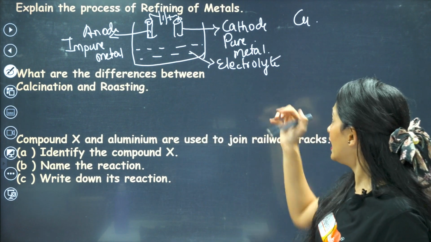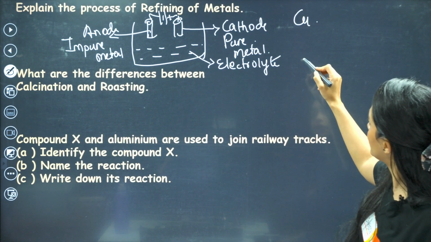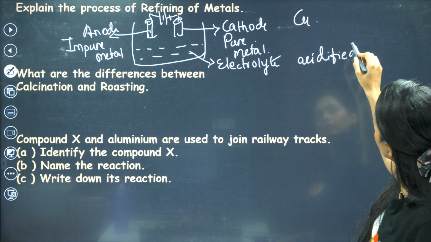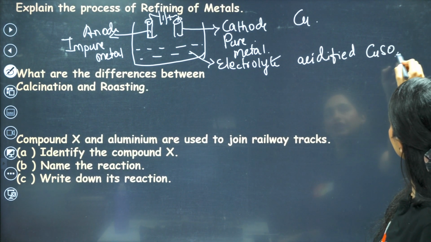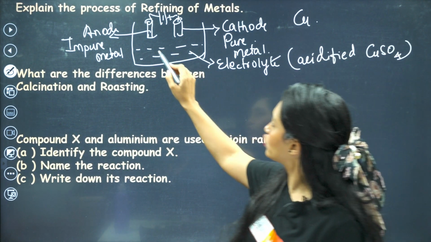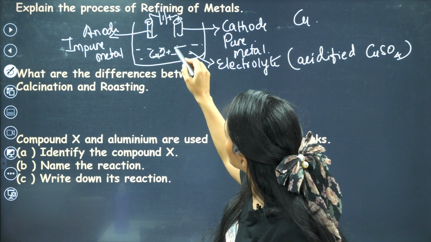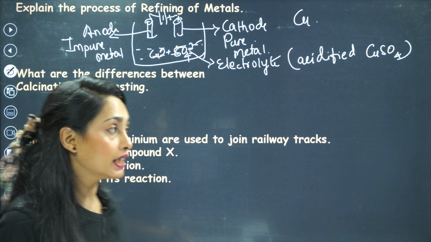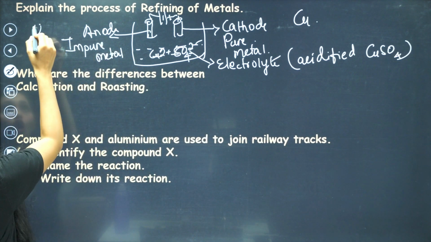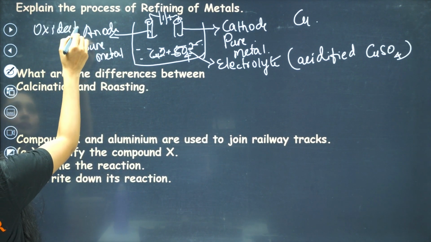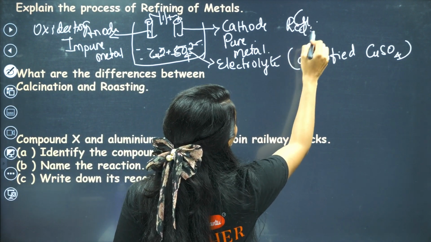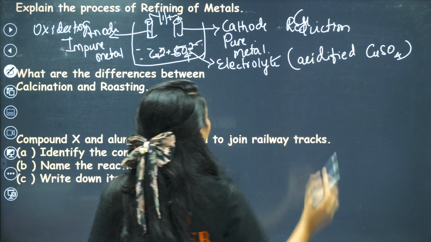The electrolyte will be acidified copper sulfate solution. In the electrolyte, we already have Cu2 plus ions and SO4 2 minus ions, which are responsible for conduction of electricity. At the anode, oxidation is going to happen, and at the cathode, reduction is going to happen.